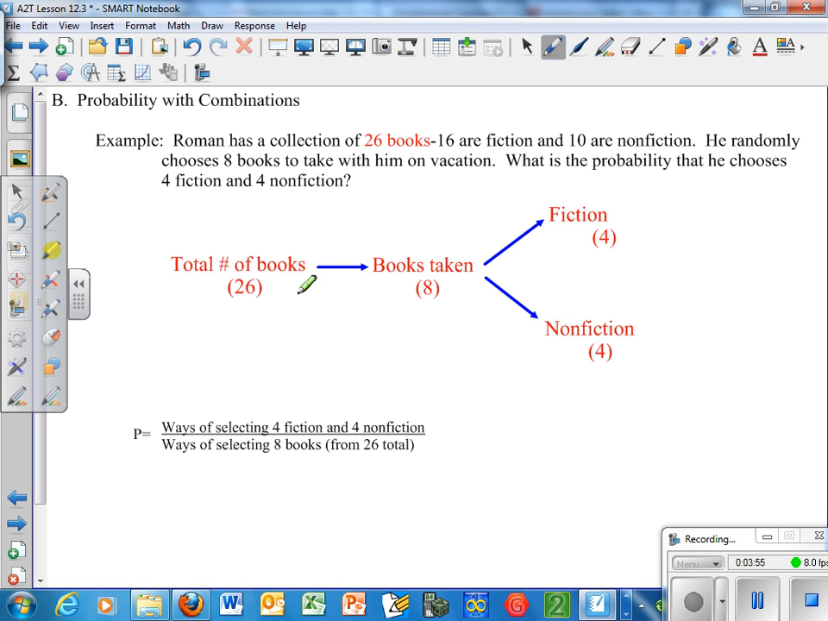Probability with combinations. Let's look at this example. Roman has a collection of 26 books. So that's my total number of books. I've got 16 fiction, 10 nonfiction. So that's the breakdown of those 26. He's going to pick 8 books to take with him on vacation. And what's the probability that he chooses 4 fiction, 4 nonfiction? So I wrote some things down. I would suggest writing this down for you. Total number of books is 26. He's going to take 8 of them. And he wants 4 fiction, 4 nonfiction.